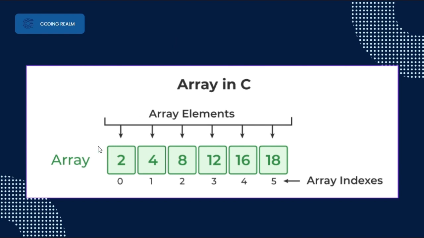The array is like a table. It has columns. Each column has an array index, starting with 0 here and ending with 5. And this is the array element. Each element has an index. Like here, the element 4 has an index 1. 12 has an index 3. This is the array in the C programming language.